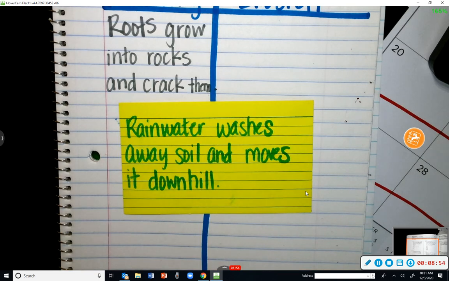Rainwater washes away soil and moves it downhill. Just think of the answer in your head. Think of the definitions we've been going over. So if rainwater washes away soil and moves it downhill, what do you think that is? We got our answer? Thumbs up if you know. You don't have to write it yet. Okay, everybody, tell me your answer. Erosion. Very good. So let's write that on the erosion side.